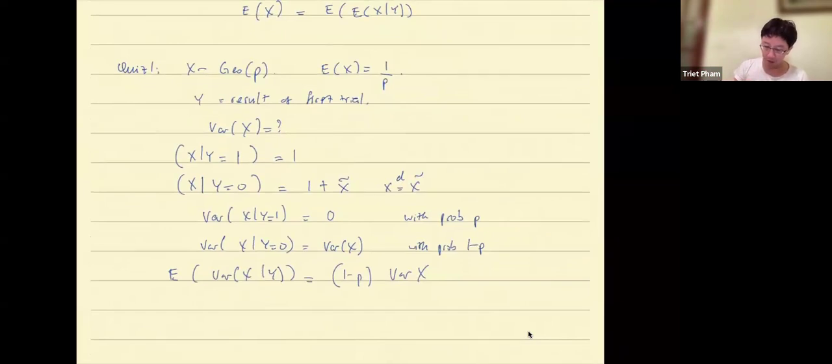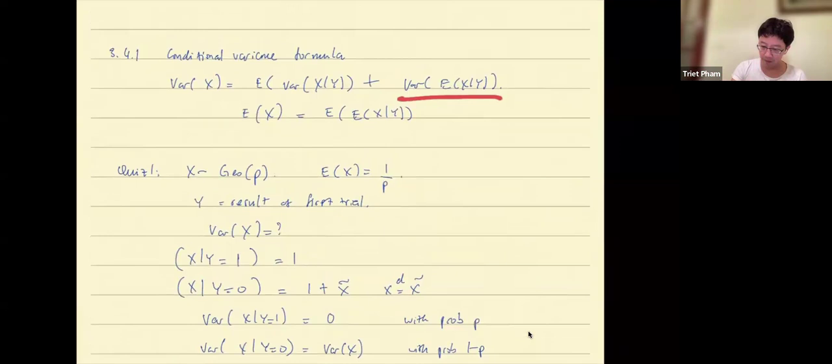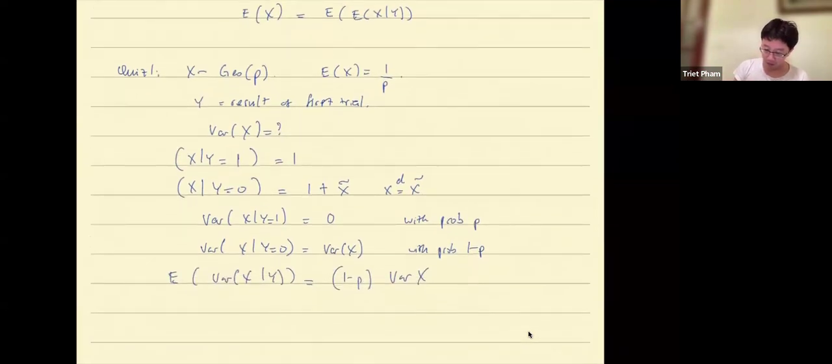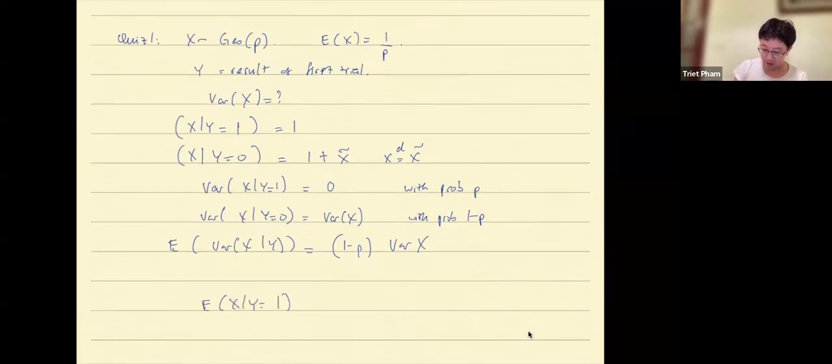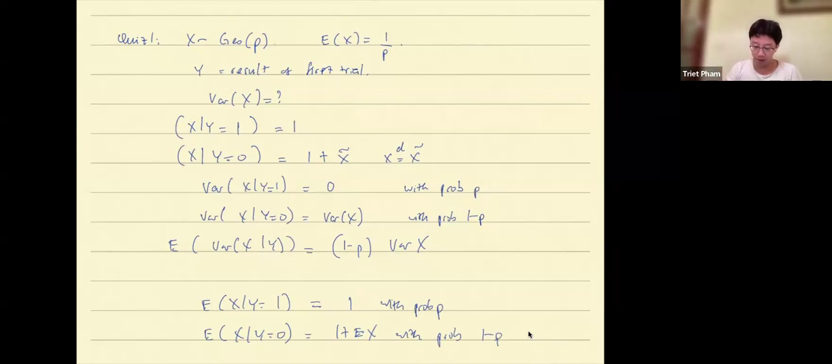Well, what's next then? This one, right? So the expectation of x given y, again, will be natural to divide into cases. And we'll see that this will be 1 with probability p, 1 plus the expectation of x with probability 1 minus p. Well, we do know what the expectation of x here is. After all, we have worked that out. So we can write that down as 1 over p. Okay.